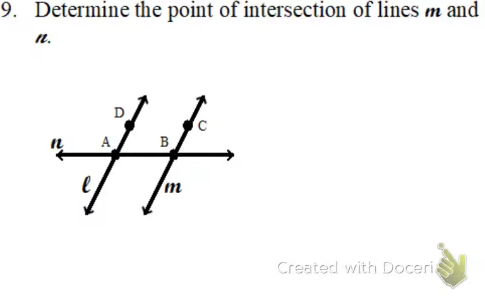Determine the point of intersection of lines M and N. So line M right here, line N right here, they intersect at point B.